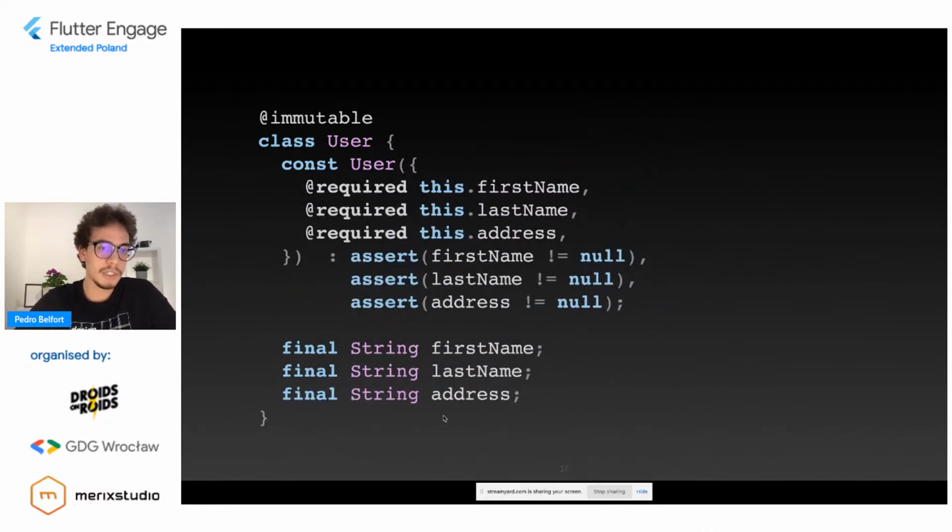If you go one step further, you're probably going to add some required decorators and also some assertions to make sure that neither the first name, last name, or address can be null.